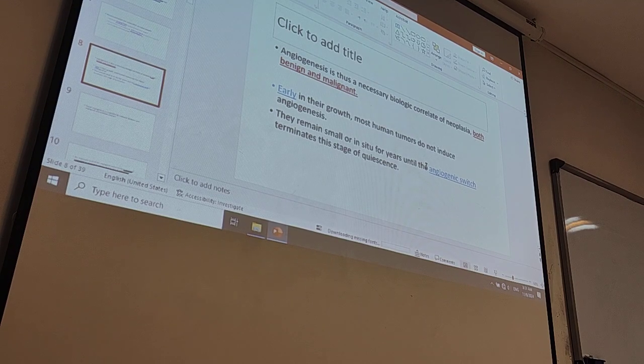Angiogenesis is a necessary biologic correlate of neoplasia, both in malignant and benign. Early in the growth of the malignant cells, most human tumors don't induce angiogenesis. And before the angiogenesis, they remain small or in situ, sometimes for years. They are in situ until the angiogenic switch terminates this stage of quiescence.